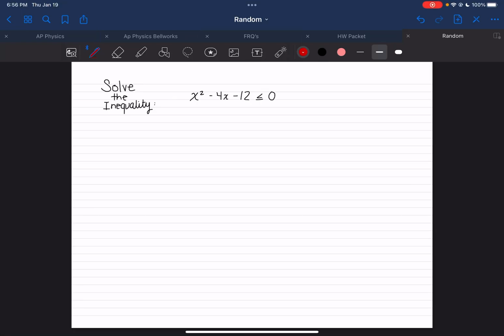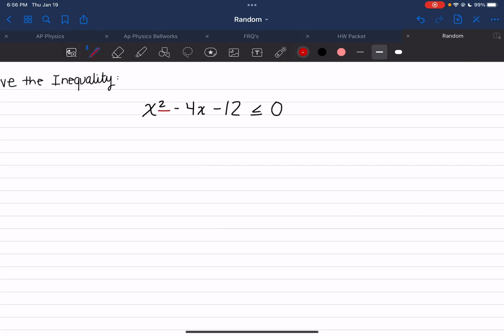Hey guys, today we are going to be doing this problem, and I'm not going to lie, these are like my least favorite types of problem, only because they can get so tedious, but let's just go straight into it.